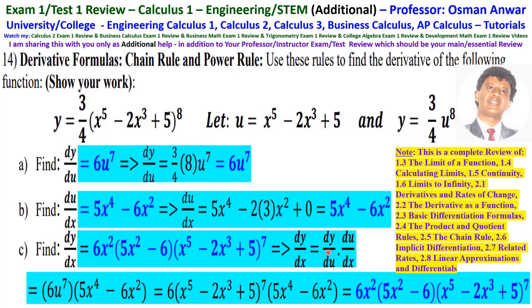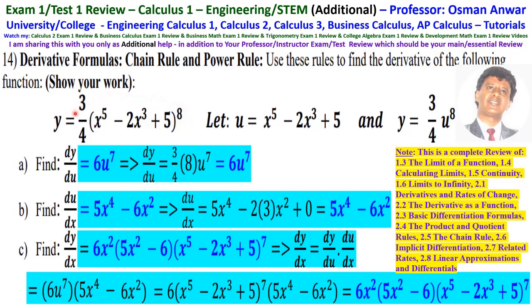Number 14 is derivative chain rule and power rule. So use these rules to find the derivative of the following function. So y equals 3 over 4 times x to the 5 minus 2x cubed plus 5, all to the 8. So you do not want to multiply this 8 times by itself and take the derivative. That will be a huge work.